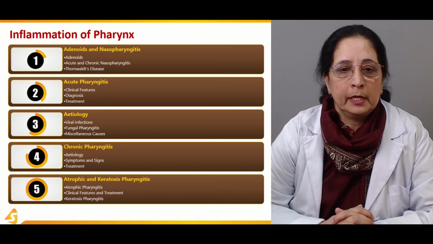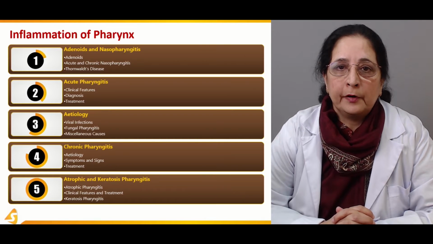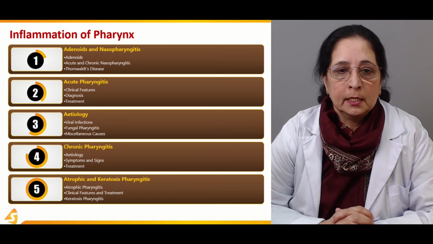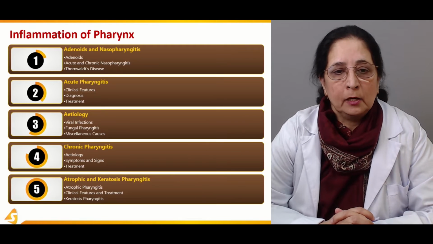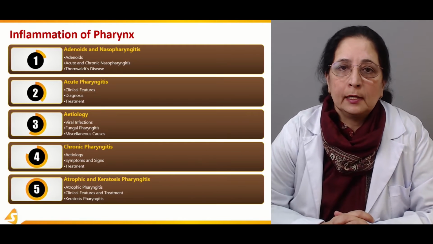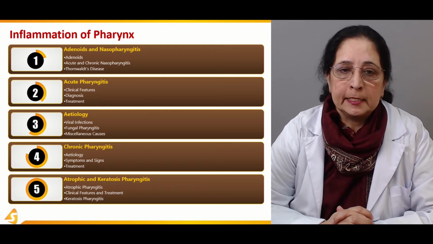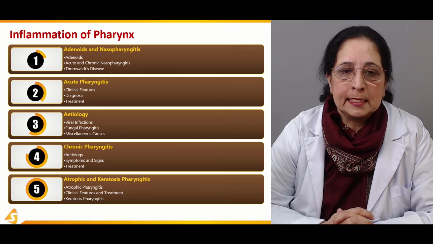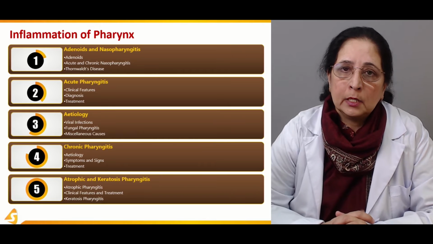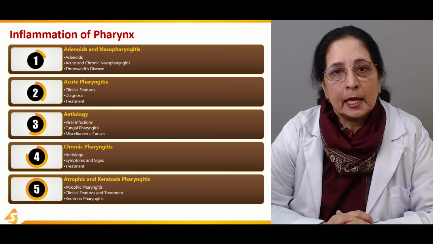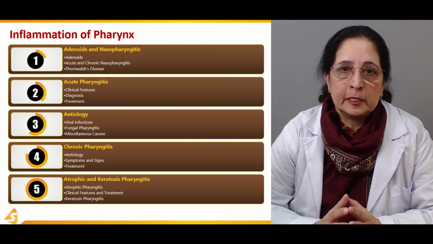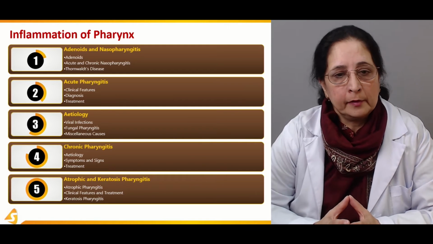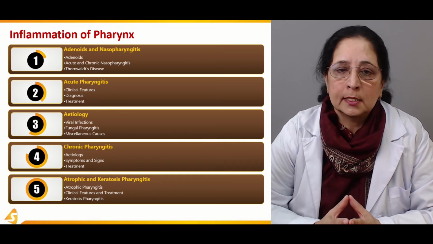We will talk about adenoids and nasopharyngitis. We will talk about what adenoids are, what adenoiditis is, and also what acute and chronic nasopharyngitis are. And then another disease known as Thornwaldt's disease: what it is and how we can treat and diagnose it. So all this in the first section about adenoids, acute and chronic nasopharyngitis, and then Thornwaldt's disease.